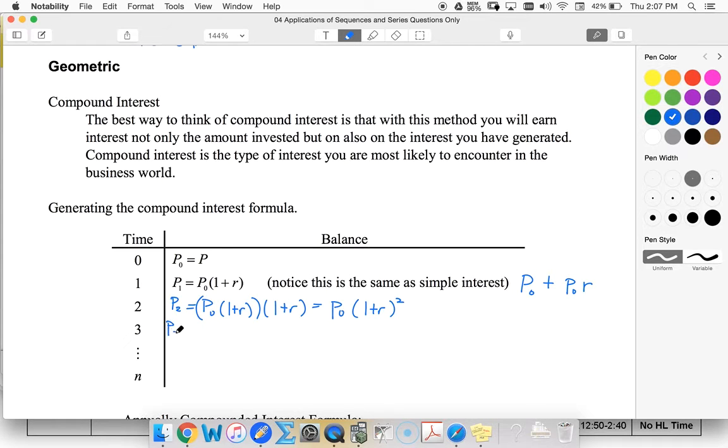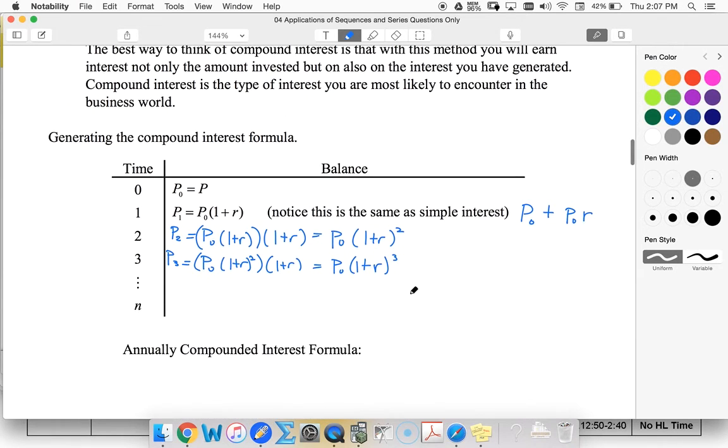In the third year, I get my previous amount of money. I get interest on all of that. So here's my previous amount of money. Now I get interest on all of that. And I have P naught times 1 plus R to the third.